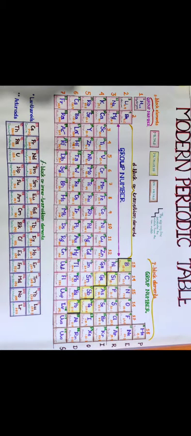Now if you look at electron affinity, it is the energy released when an electron is added to a neutral gaseous atom. Electron affinity increases across a period due to the decrease in atomic size, and electron affinity decreases down a group due to the increase in atomic size.